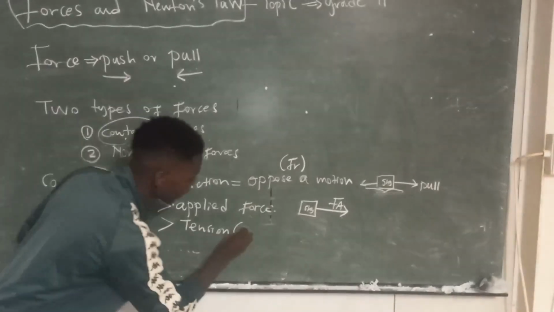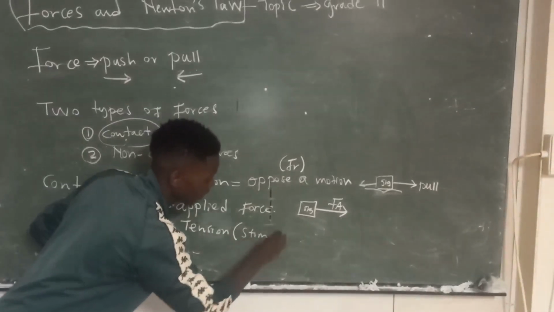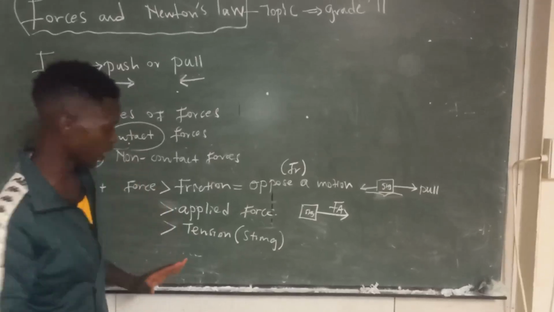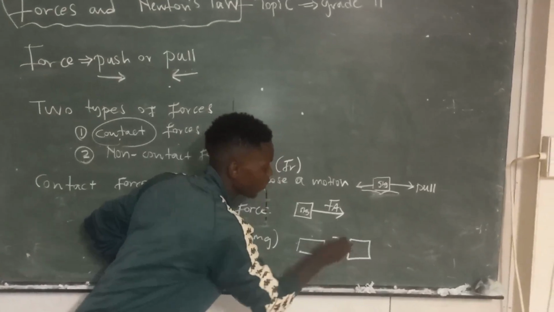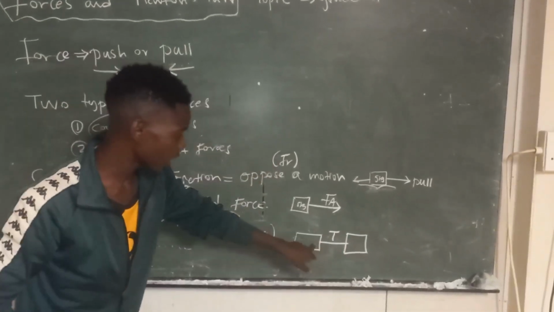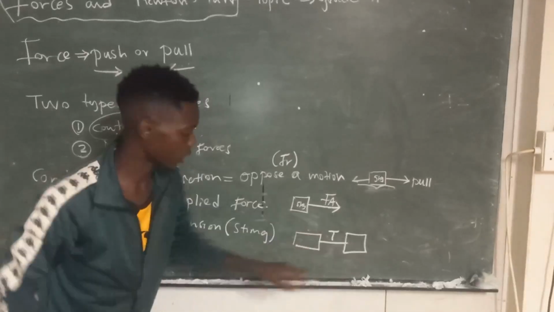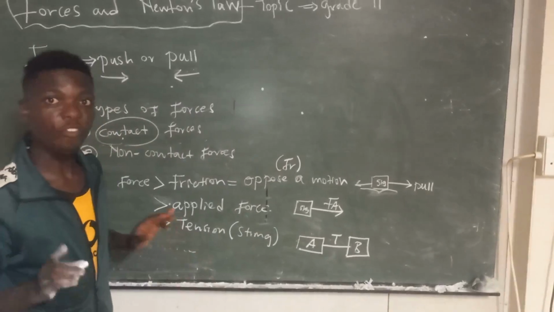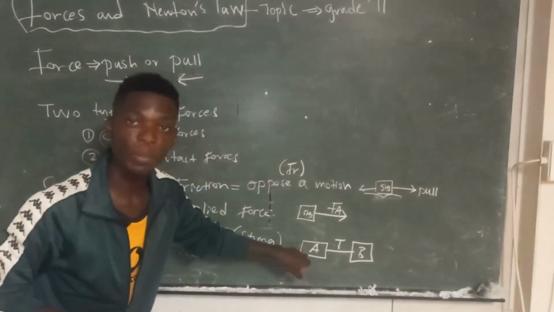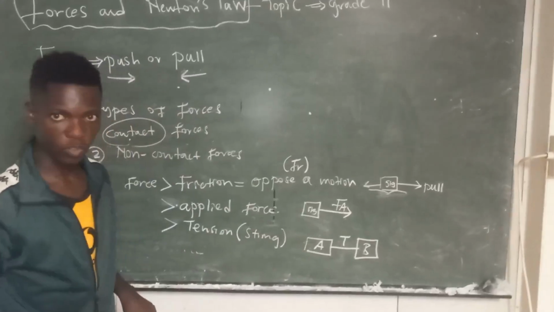We also have tension. This is just a string that acts between two objects. You can see tension in the middle. If we have object A and object B, a force that acts between these two objects, we call it a tension force.